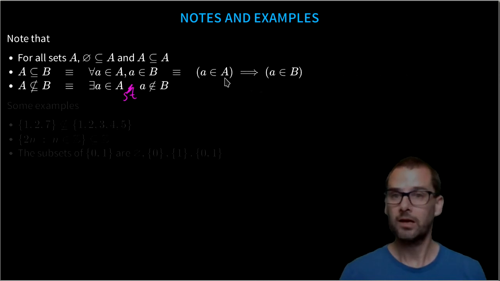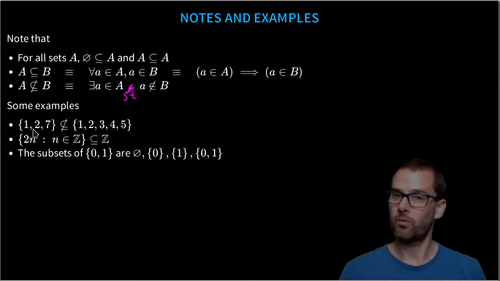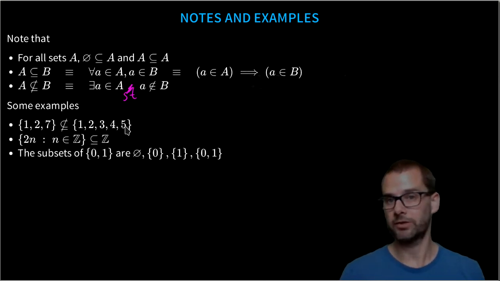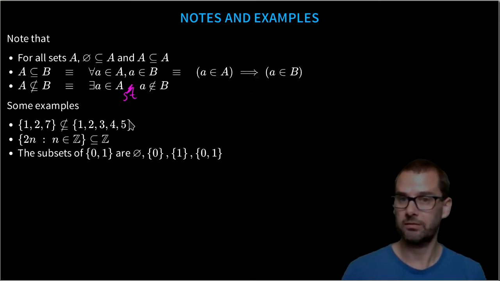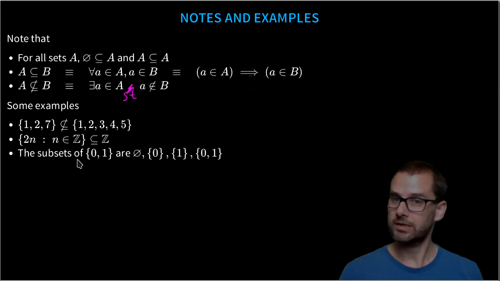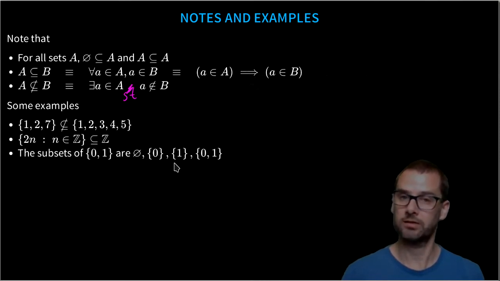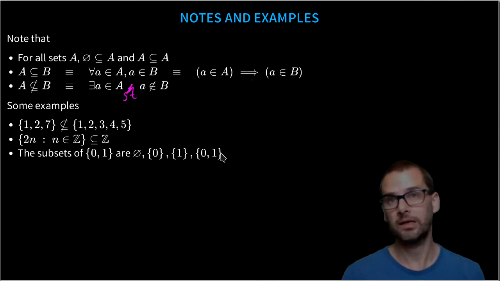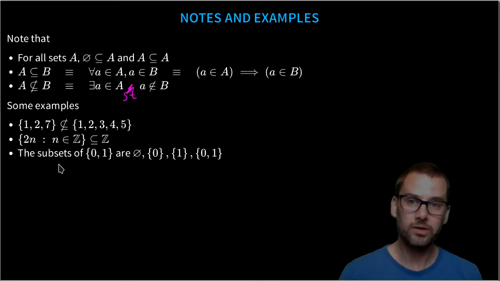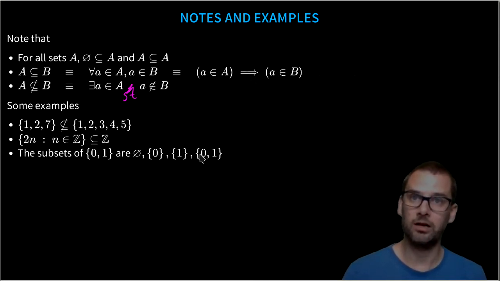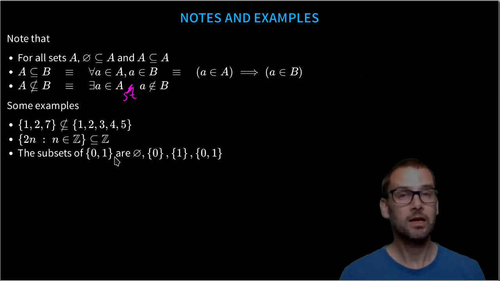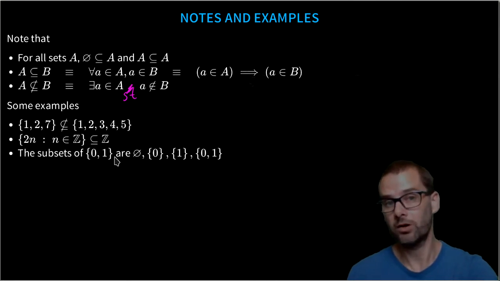Now, some simple examples here. {1, 2, 7} is not a subset of {1, 2, 3, 4, 5} because 7 is in the first set, but not the other. Here we have the set of all even numbers, which is a subset of all integers. And the subsets of {0, 1} are the sets: the empty set, the set that contains just 0, the set that contains 1, and the set that contains 0 and 1. This collection of subsets of a particular set is a useful object which we will look at in its own right.